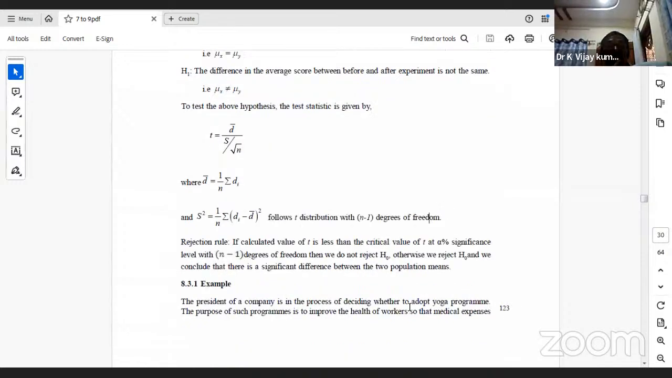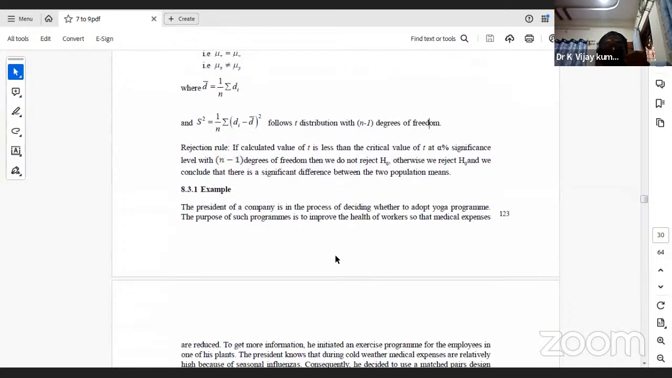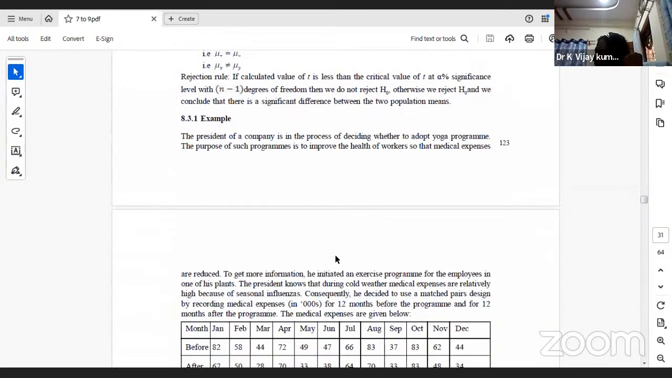Rejection rule: if the calculated value of t is less than the critical value of t at alpha percent significance level with n minus 1 degrees of freedom, then we do not reject H0, otherwise we reject H0, and we conclude that there is a significant difference between the two population means. Example, one example we have to take here.